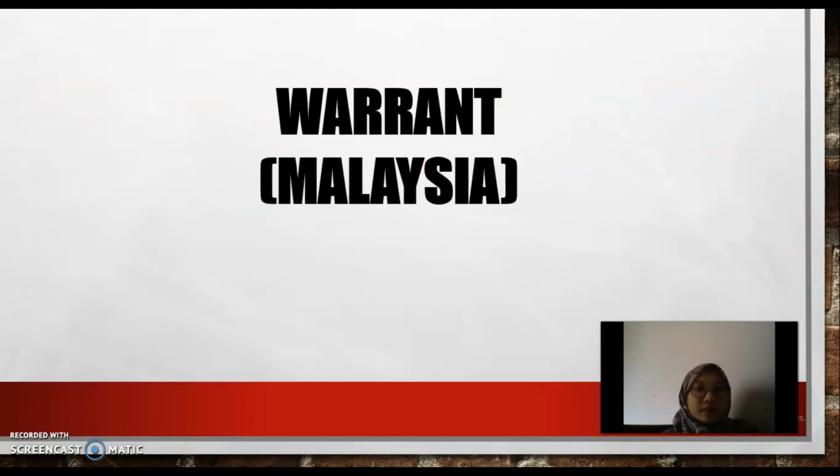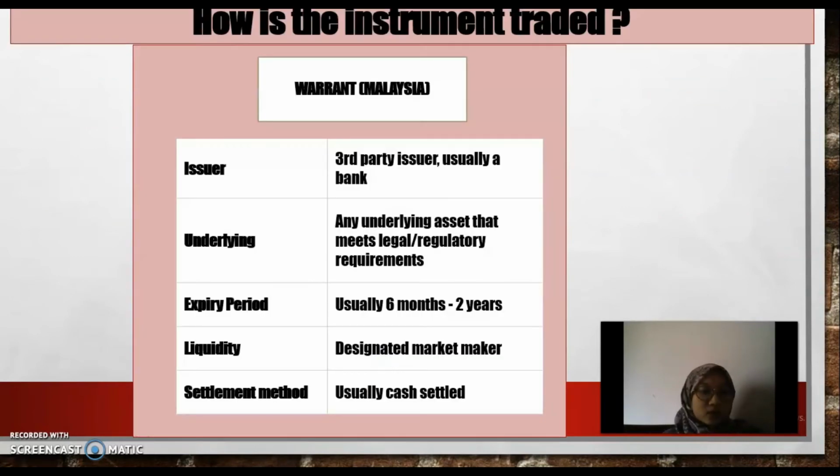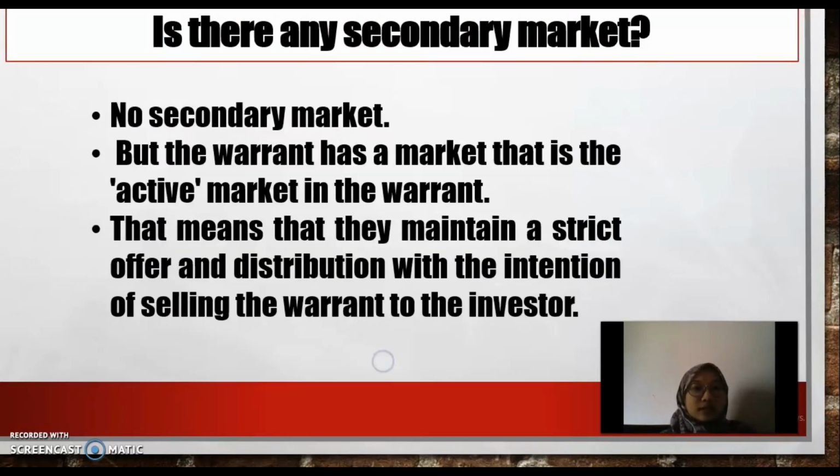Firstly, Warrant Malaysia. Warrant Malaysia and Call Warrant have been traded in Bursa for quite some time but are gaining more popularity in recent years. Warrant Malaysia. Firstly, issuer: a third-party issuer, usually a bank. Underlying asset that meets legal and regulatory requirements. Next, expiry period, usually 6 months to 2 years. Liquidity: designated market maker. And lastly, settlement method, usually cash settled.